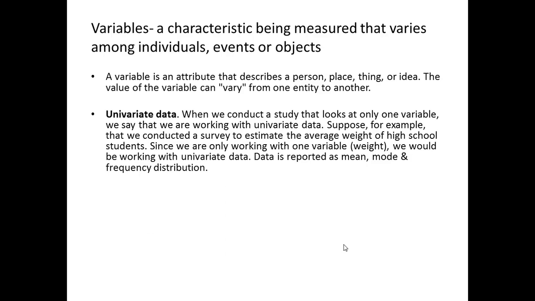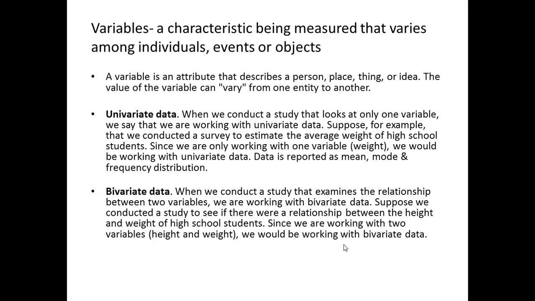When we conduct a study that looks at only one variable, we say that we're working with univariate data. Suppose, for example, that we conducted a survey to estimate the average weight of high school students. Since we're only working with one variable, weight, we would be working with univariate data. In this case, data would be reported as mean, mode, and frequency distribution.